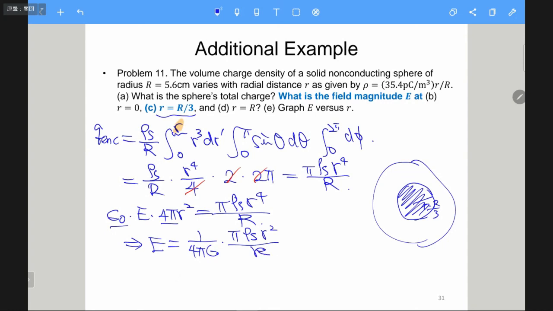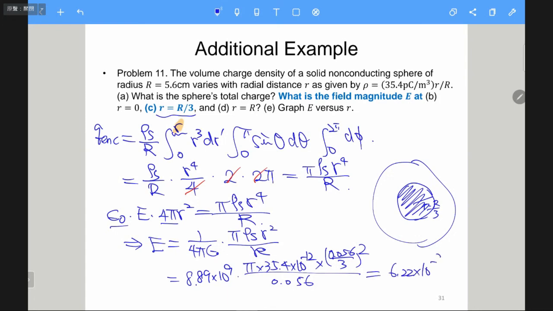Okay. So if we just plug in the values, we have 8.89 times 10 to the 9th power times pi times 35.4 times 10 to the minus 12 times R squared, which is 0.056 over 3 squared, over 0.056. So this number should be 6.22 times 10 to the minus 3rd power Newton per Coulomb.